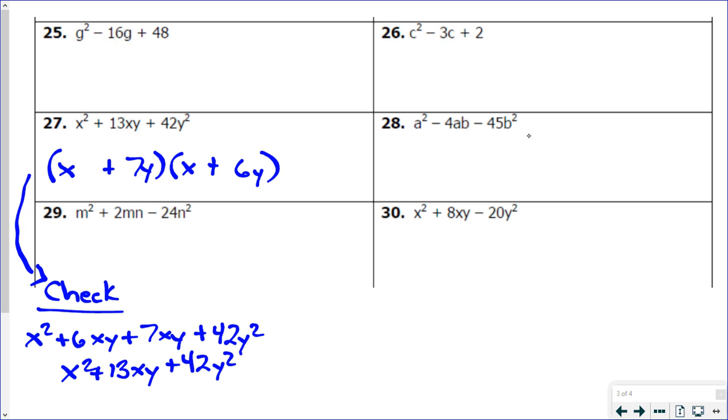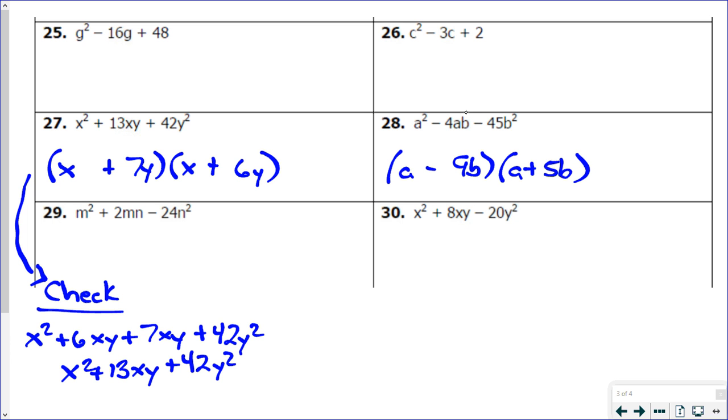So let's look at some more of these. Okay, so 9 times 5 is 45, and 9 minus 5 is 4. This has to be a 9b and a 5b, because 9b times 5b is 45b squared. So let me write this down. I have A, one of them is 9b, one of them is 5b. This is a negative, so that means these have to be different signs.